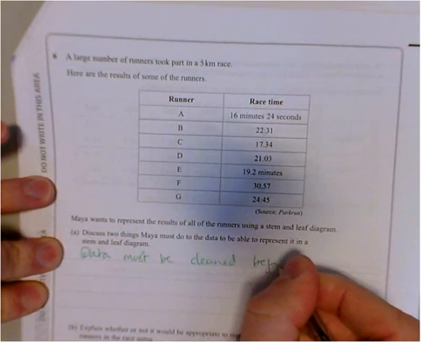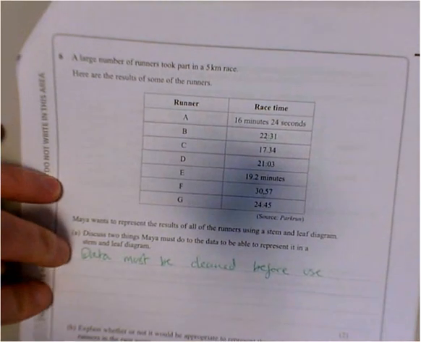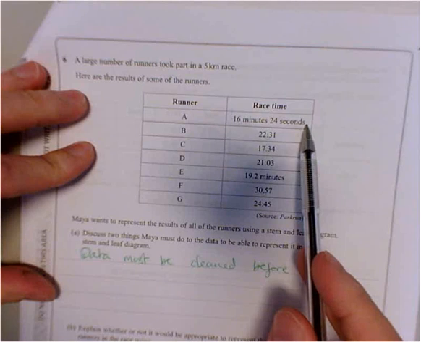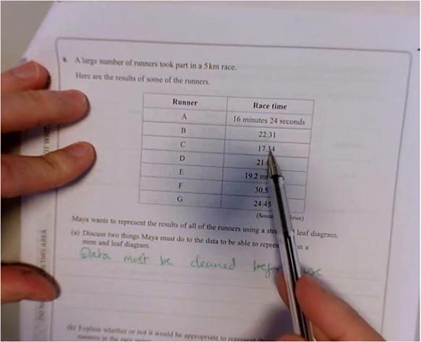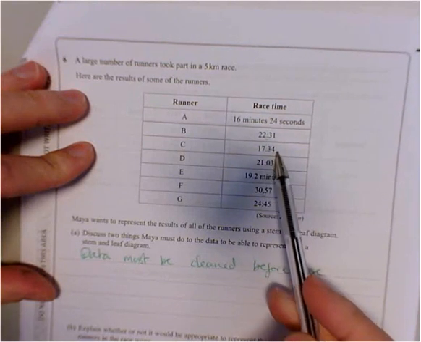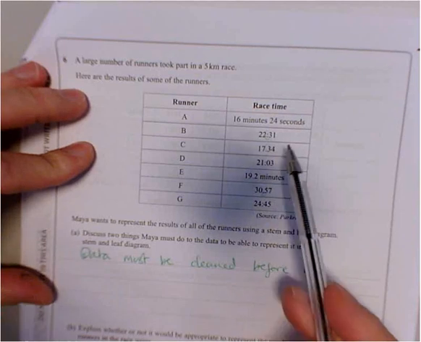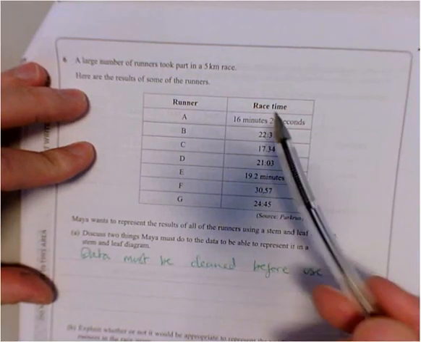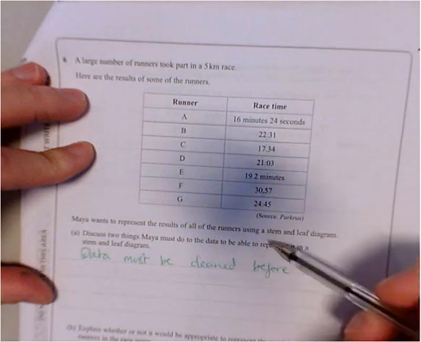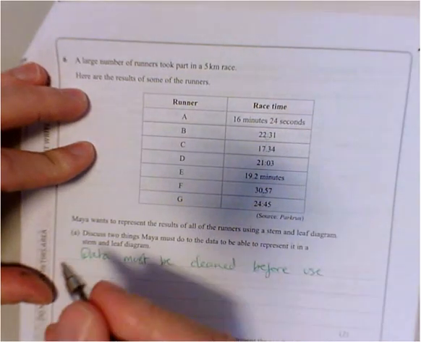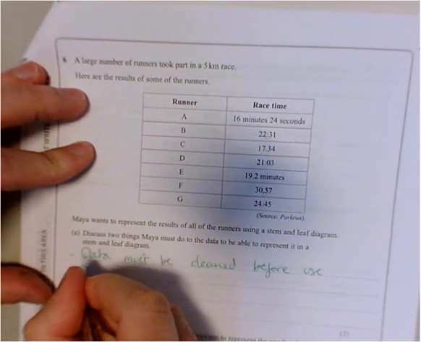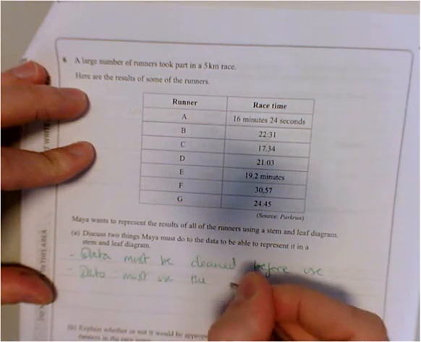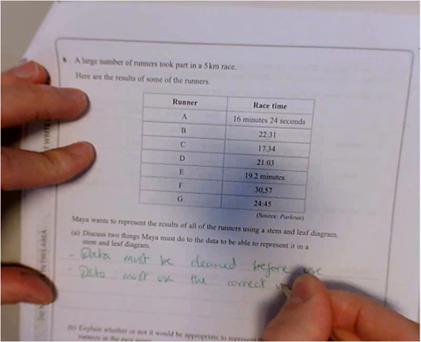Before use. The other thing we can do is make sure that we're using the same units all the time. Where it says 17.34, is that 0.34 of a minute, which isn't 34 seconds. 0.2 of a minute is not 2 seconds. So we need to make sure that we're using the right units all the time as well. So data must use the correct units.